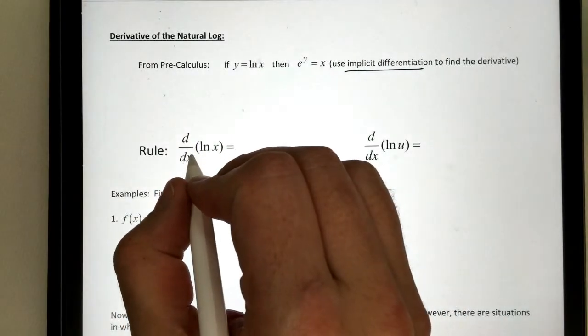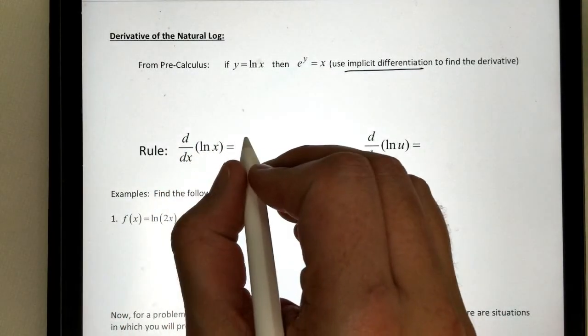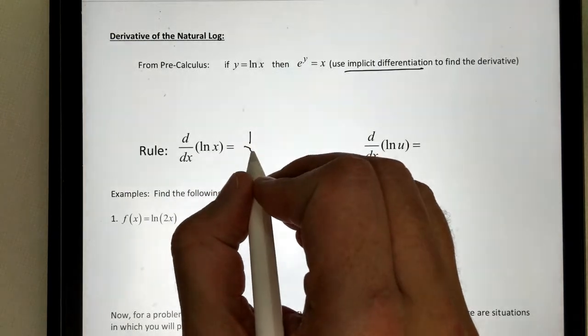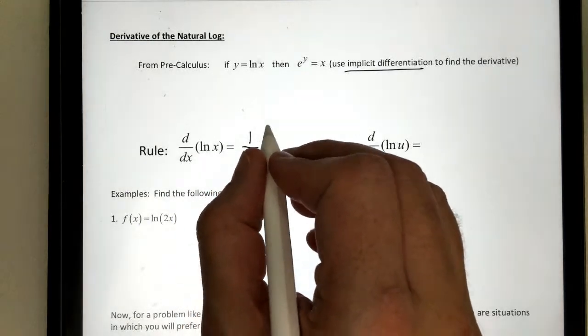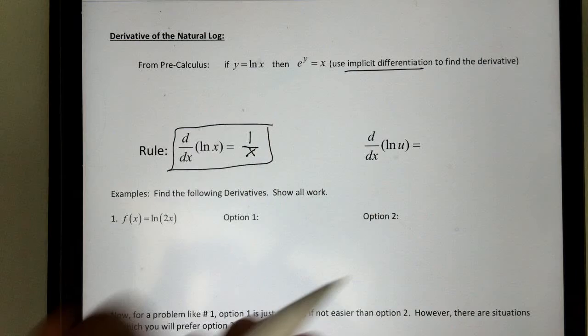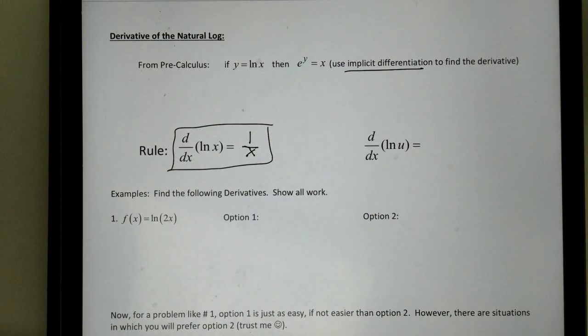To get the derivative of the natural log of x with respect to x, we're going to get 1 over x. That's our rule. That's our rule for today. The derivative of the natural log of x is just 1 over x.